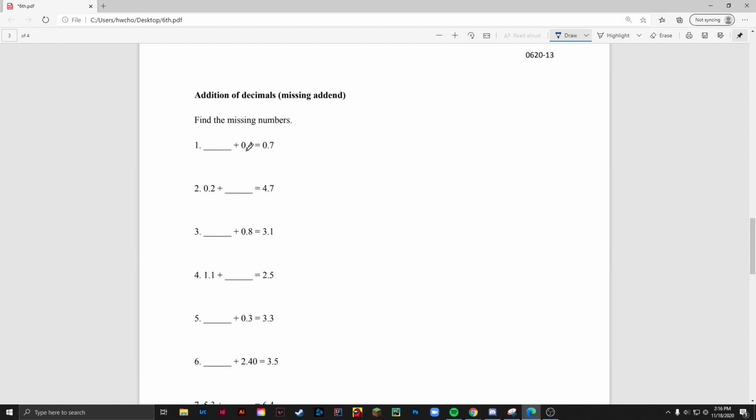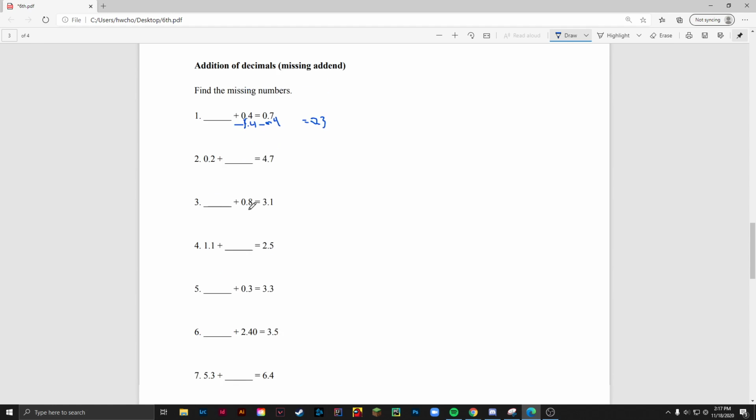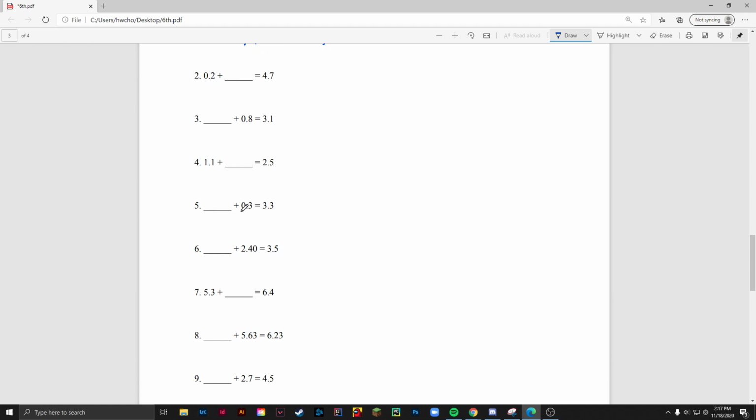Find the missing numbers. So if you go over this, you'll get minus 0.4, and then you'll get minus 0.4, and then right here you get 0.3. Wow, it's just subtraction. If it's addition right here, similar respect, minus 0.3, minus 0.3, and then you get equals to 3. 3 plus 0.3 is going to be 3.3.